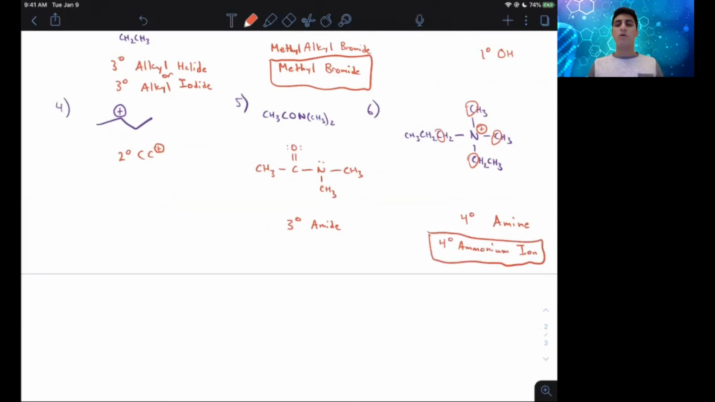Now, why do we call it an ammonium ion instead of an amine? Well, because the difference is whenever you have an amine, usually your N does not have a charge. But once you give N a charge, right, like a plus charge, for example, it becomes an ion. And so we call this an ammonium ion.